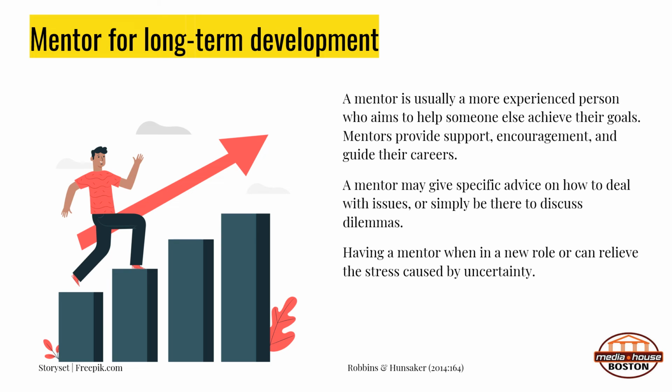We've discussed coaching and counselling, so now let's focus a bit more on mentoring. A mentor is usually a more experienced person who aims to help someone else achieve their goals. They provide support, encouragement, and guide their careers. They can give specific feedback on how to deal with issues or simply be there to discuss dilemmas. Remember, the initial diagram that we looked at showed that mentoring is about telling rather than asking. So you're not trying, as a mentor, to help them reach their own conclusions. You can give them very specific, this is what I would do in that situation type of advice.